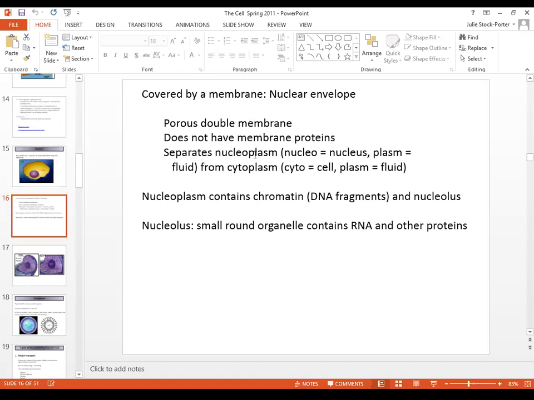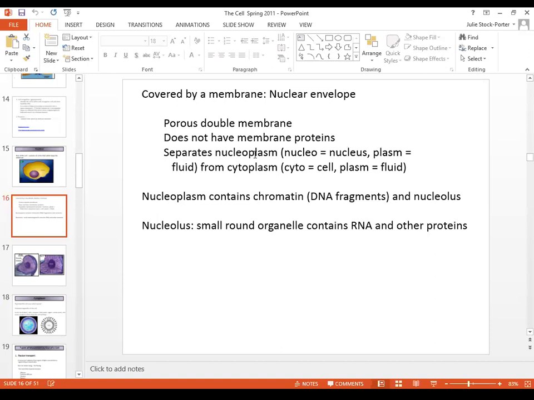Nucleoplasm contains chromatin. Now, when we refer to chromatin, we're talking about fragments of DNA. We don't really call our genetic material, DNA, until it comes together to form genes. So when it's in its tiny little pieces, fragments, it's called chromatin. And it has what's called a nucleolus. So the nucleus has another little organelle inside of it, and that little organelle is called the nucleolus.